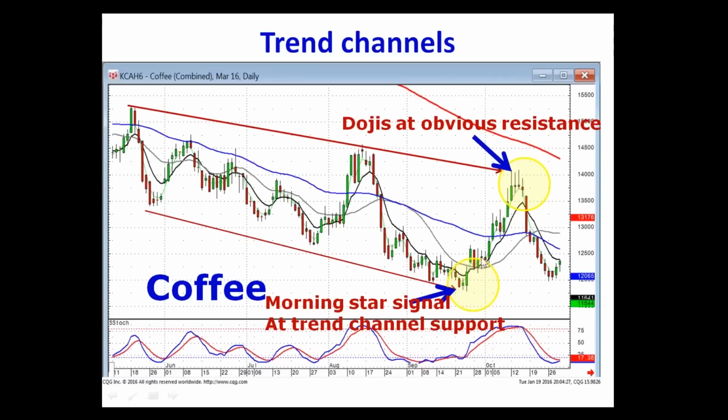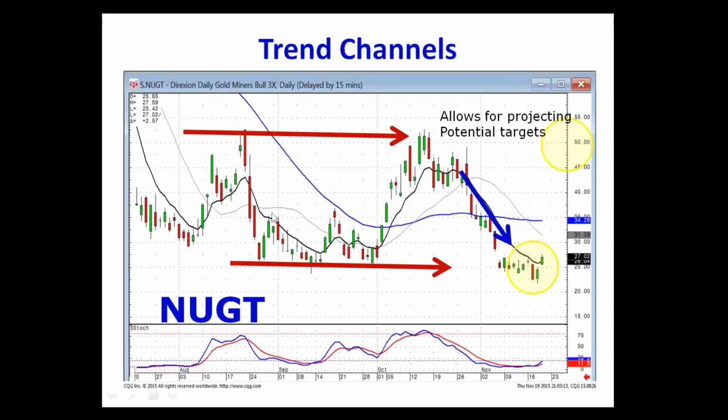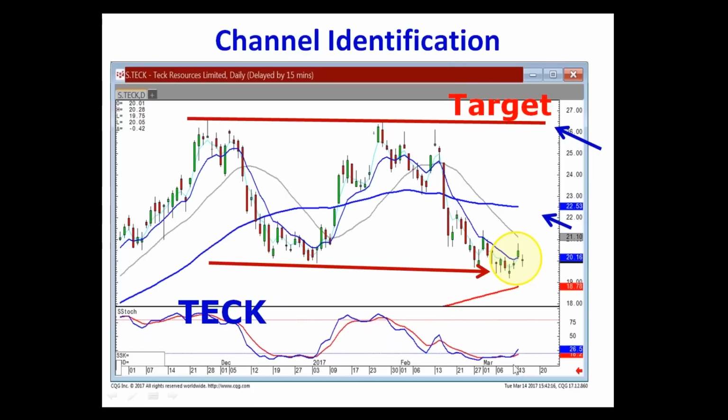Same scenario on here. I guess that we did that one. So once we see a trend channel developing, then we can extrapolate out where we should start looking for candlestick reversal signals. So if we had gone short somewhere up here, this becomes a high probability area to start covering your short position. Again, this is not rocket science.